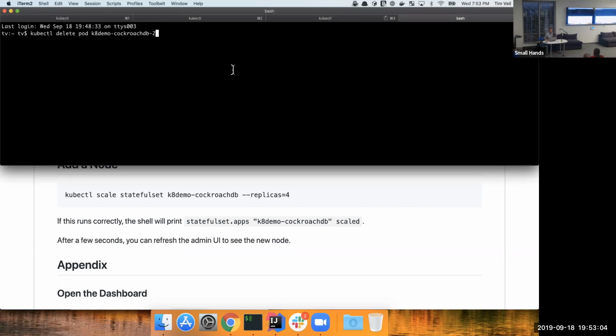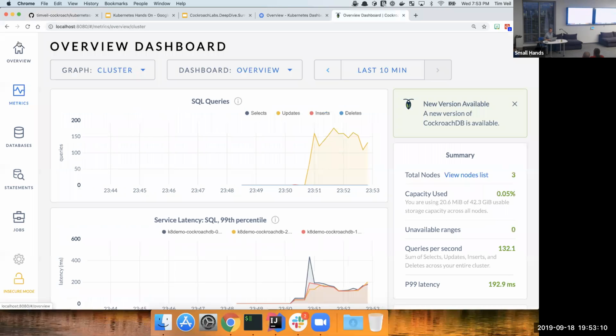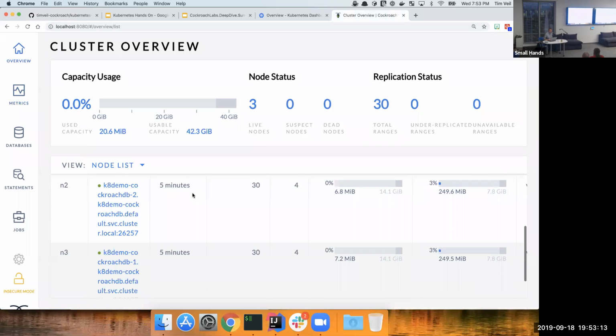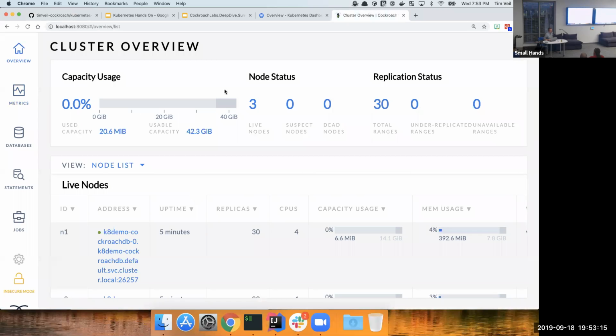And of course, it's Kubernetes, right? So what's going to happen? It's going to disappear and come back right away, and that's okay too. In fact, if you look at the dashboard and the overview, you'll see that these nodes have all been up for about 5 minutes, which is what I expect. That's about how long I've been rambling on.